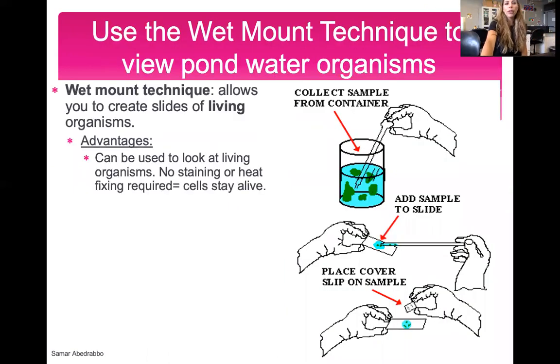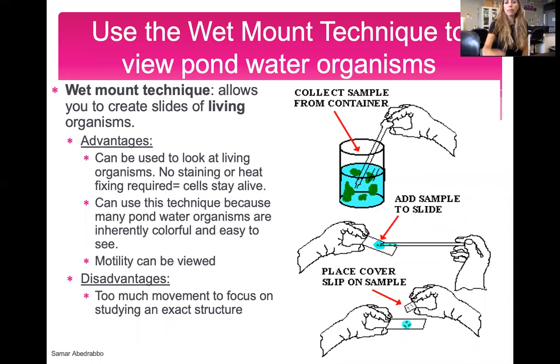With looking at pond water organisms, you're going to learn a technique called wet mount technique, and I posted a video that shows you how you do it. Wet mount technique allows us to make slides of living organisms. That is the benefit of wet mount. You don't do anything to harm the cells. You just take a little bit of your cells, put them on a slide, put a cover slip, and that's it. You're looking at living organisms.